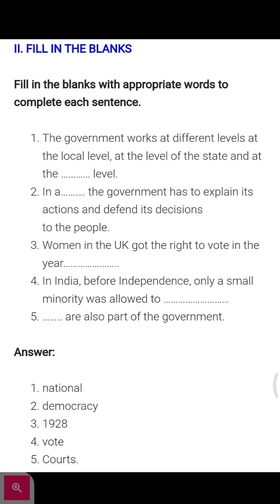Second, fill in the blanks with appropriate words to complete each sentence. First, the government works at different local levels, at the level of the state and at the national level. Second, in a democracy, the government has to explain its actions and defend its decision to the people. Third, women in the UK got the right to vote in the year 1928. Fourth, in India before independence, only a small minority was allowed to vote. Fifth, courts are also part of the government.